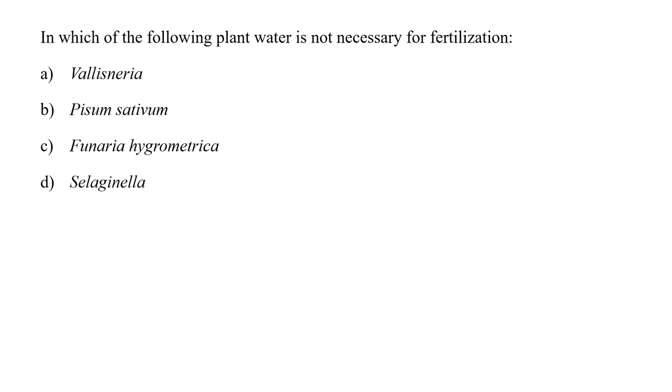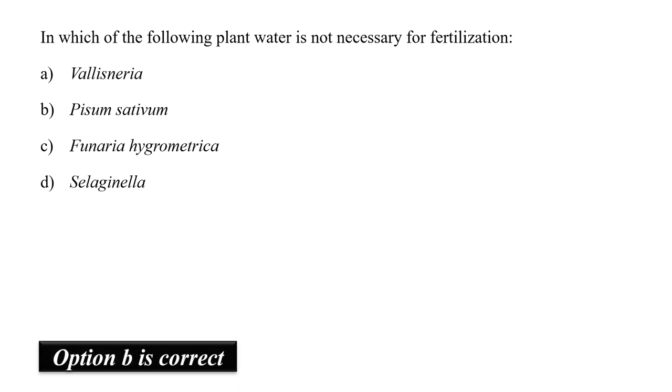In which of the following plants is water not necessary for fertilization? Vallisneria, Pisum sativum, Funaria or Selaginella? Generally, as we know, water is essential for fertilization in thallophytes, bryophytes and pteridophytes. Now, Selaginella is a pteridophyte, Vallisneria is a hydrophyte, while Funaria also requires water for fertilization. Hence, Vallisneria, Selaginella and Funaria, all three of them require water for fertilization. In contrast, the pea plant is a bisexual plant, and hence does not require water for pollination. So option B is the correct answer.